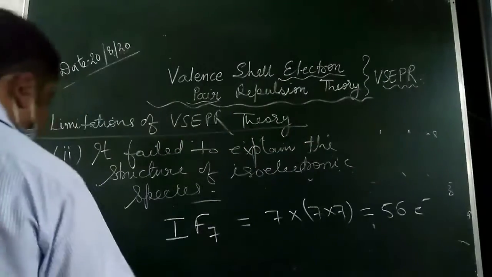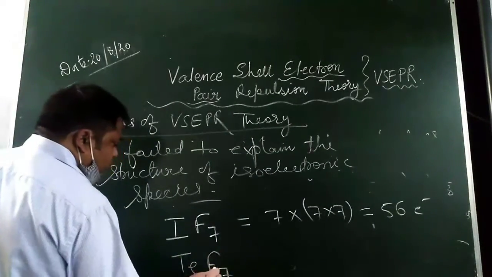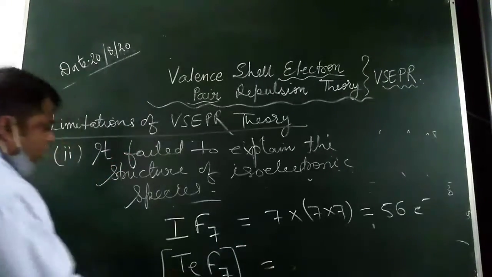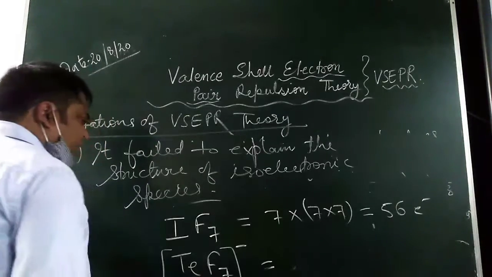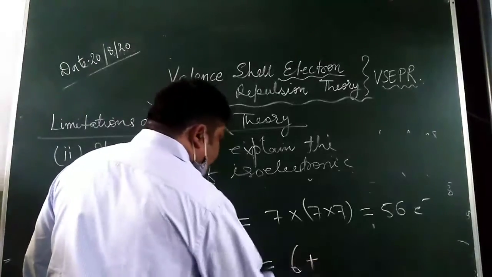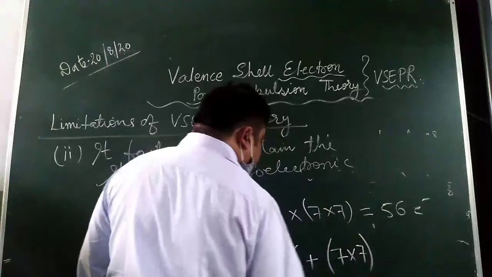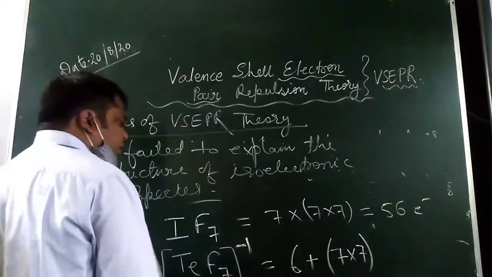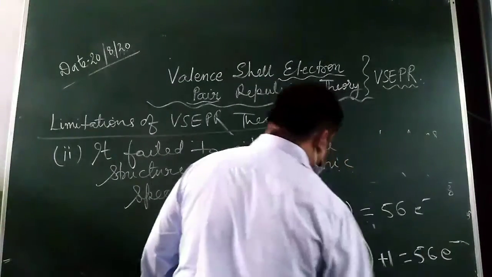if I take the tellurium heptafluoride ion, tellurium belongs to which group? Group 16: oxygen, sulfur, selenium, tellurium, polonium. So tellurium will have 6 electrons plus 7 into 7, 7 valence electrons multiplied by 7 fluorine atoms, and plus 1 for 1 electron here, is also equal to 56.